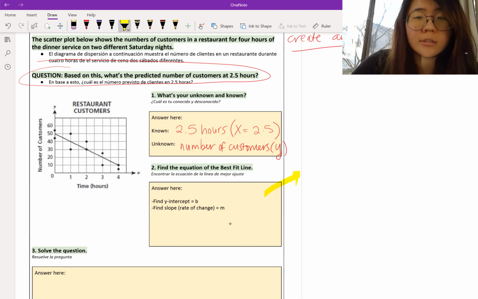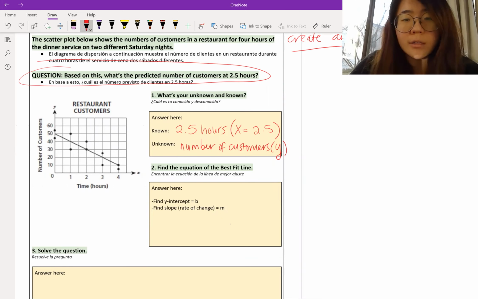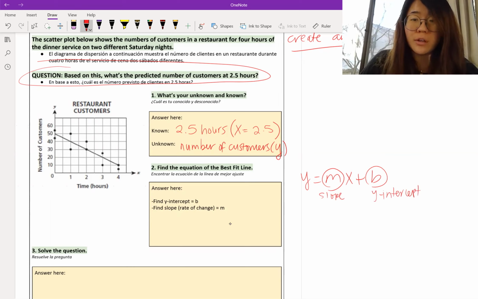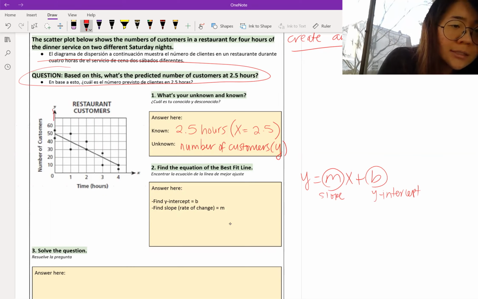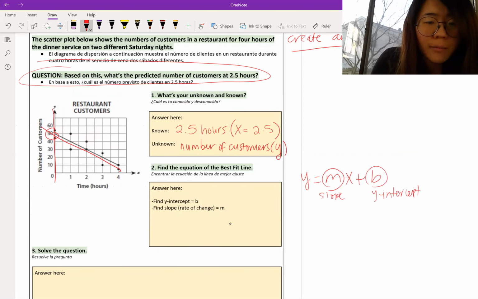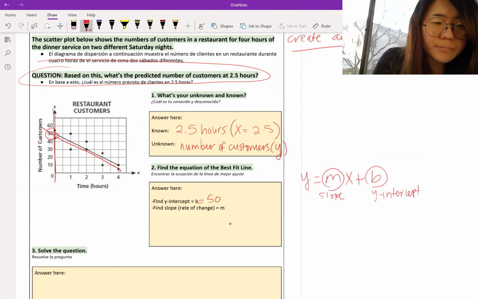Ultimately, you want to use the equation or create the equation y equals mx plus b. Again, what you need to figure out is the slope or rate of change and the y-intercept, right? The y-intercept is pretty straightforward. Once again, it's where the line crosses the y-axis, right? And so we know that's going to be at 50. So off the bat, we know this is going to be 50.